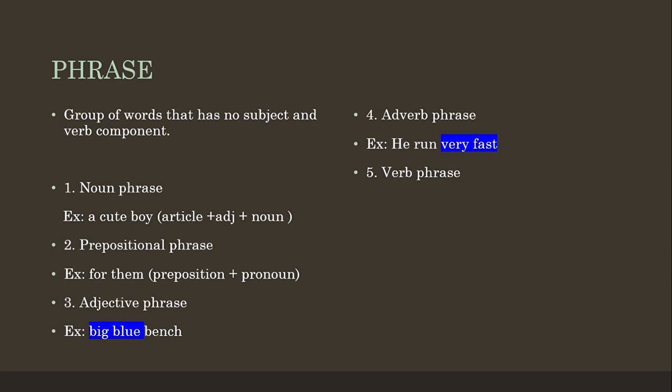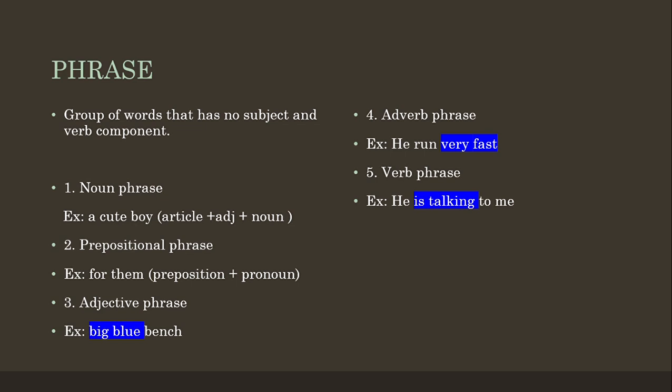The verb itself expresses the action or state of something. And in a verb phrase, we have to use at least one helping verb, and then followed by a verb.